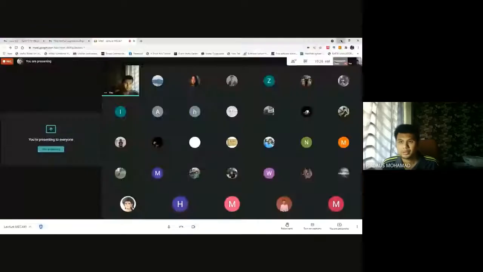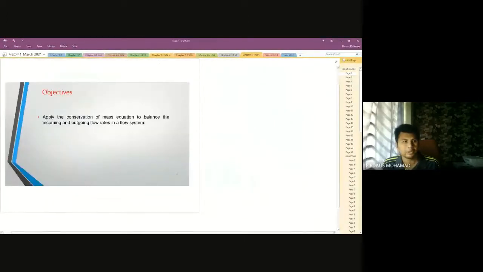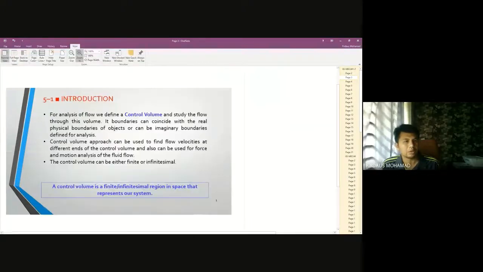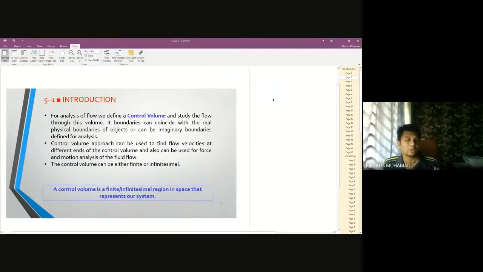Okay, so the objective of this study is to apply the conservation of mass. So what is mass? Apa semua tu kita akan explain using this chapter. So what is control volume? First, we need to define the control volume itself. How to define the control volume? In this control volume, there will be a boundary. For example, let's say we want to analyze a steady flow device, such as a nozzle.